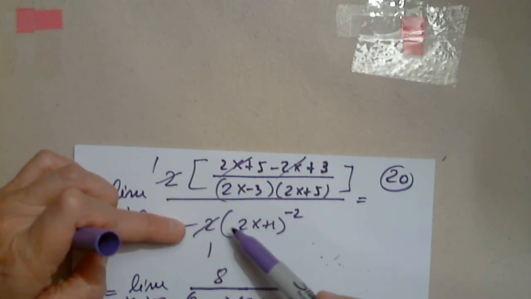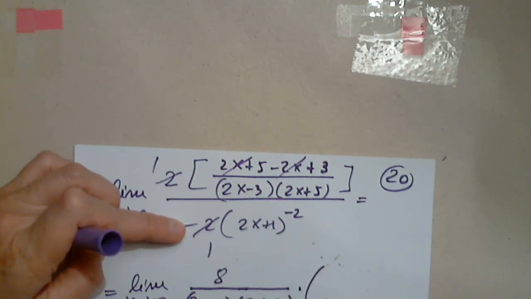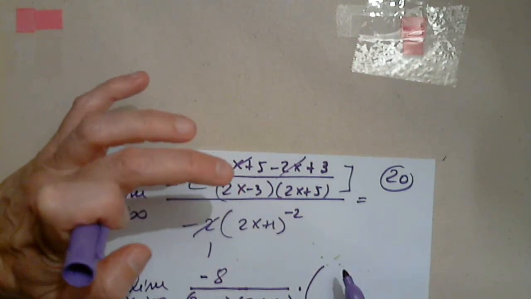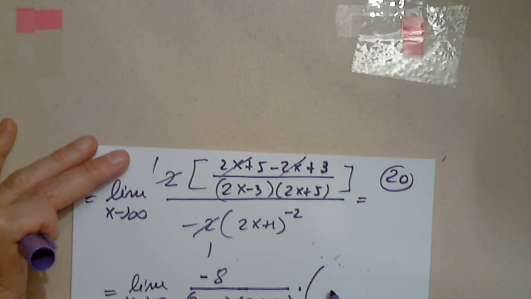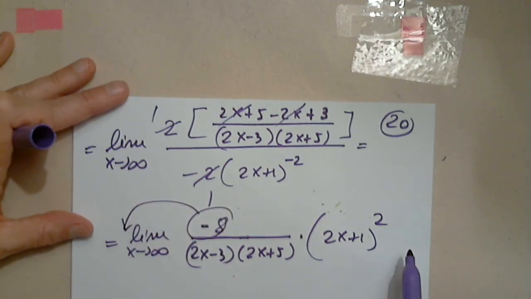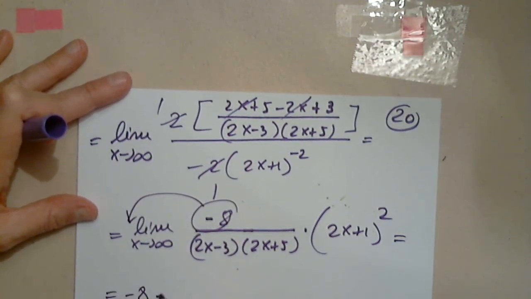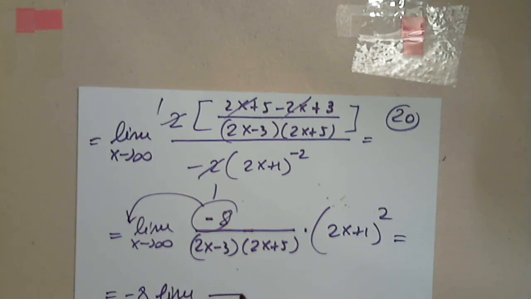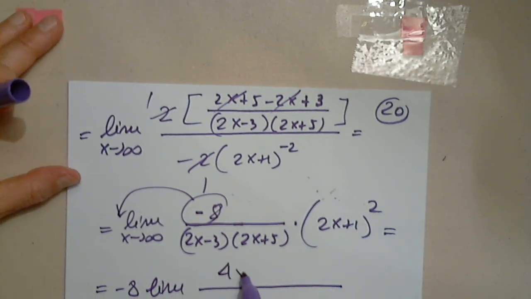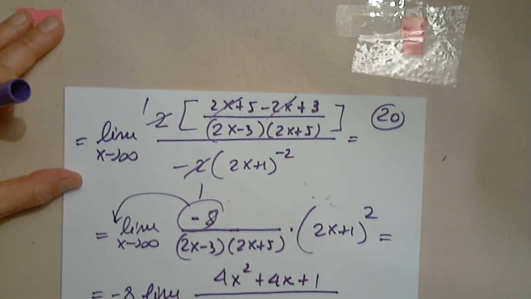Now this is negative 1 over, so I have to flip it. So I'll put the minus in front. So this was 1 over (2x plus 1) squared, so now it's (2x plus 1) squared. It goes to the numerator. Negative 8 can wait outside patiently. And I don't like to do this, but I will this time. I will expand this as 4x squared plus 4x plus 1, and I will also expand the denominator as 4x squared.